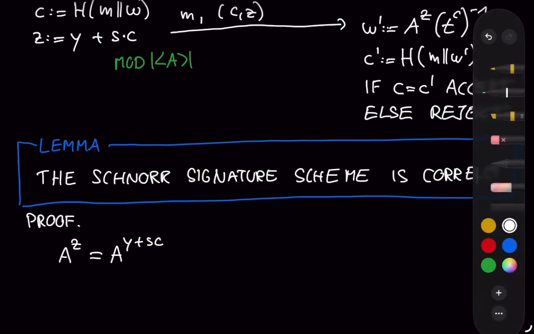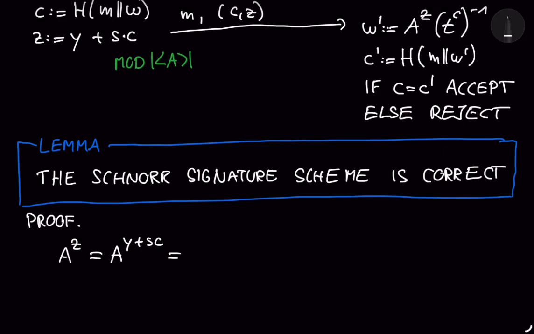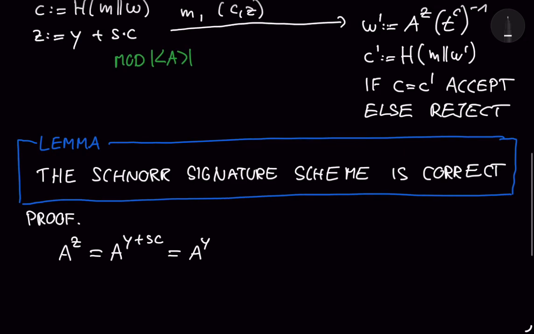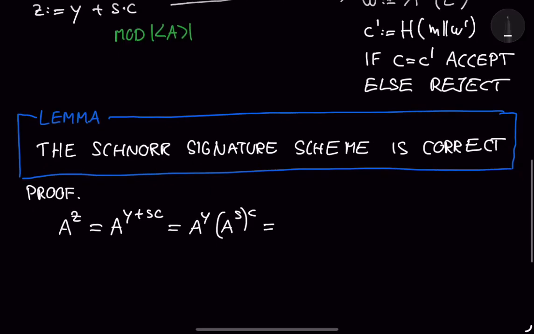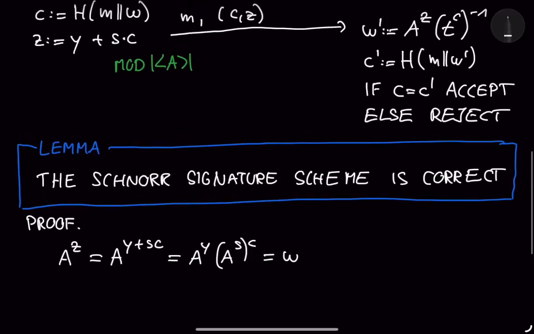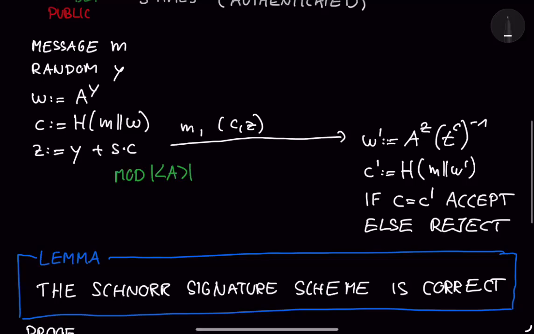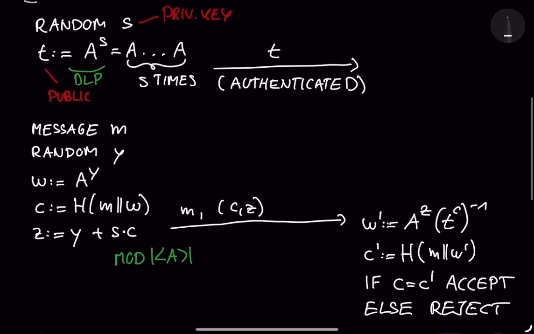Okay, let's now work a bit on this. So if this is the power, we can simplify by writing this as A to the Y times A to the S to the C, and then we check what we have. So in the signature generation process, A to the power of Y is W, and A to the power of S is the public key.